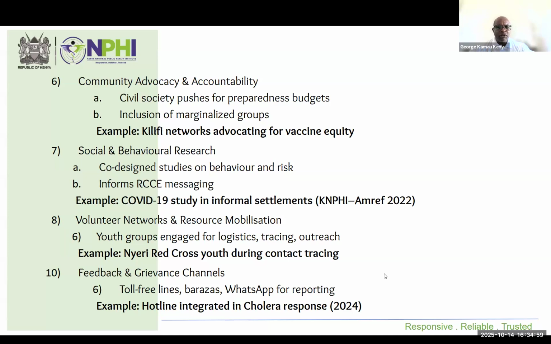On volunteer networks and resource mobilization, we have youth groups engaged in logistics, tracing and outreach. A case example is another county, Nyeri, where we had the Red Cross youth during contact tracing of our clients. On feedback and grievance channels, in 2024 we had a toll-free line, and we also have barazas, where we go and meet communities and have focus group discussions. We also had a WhatsApp line for reporting, which we integrated so that we could get real-time information. Next slide.